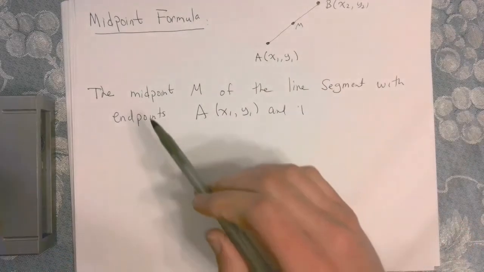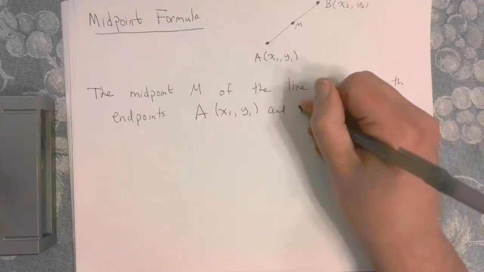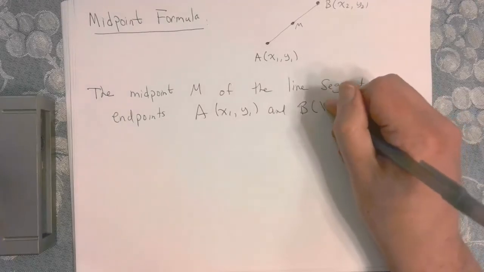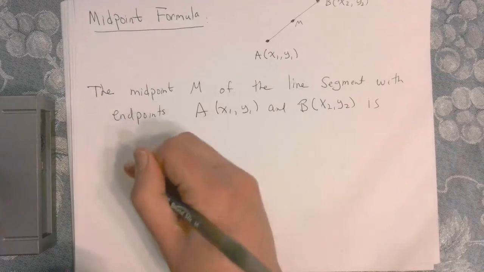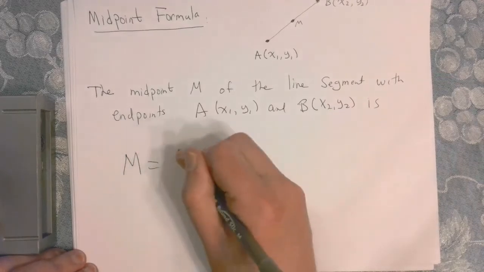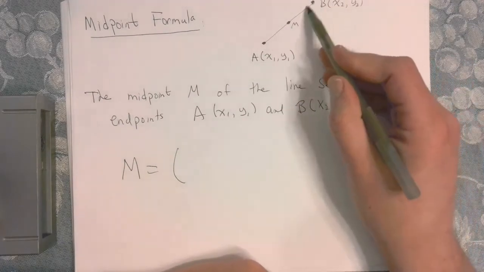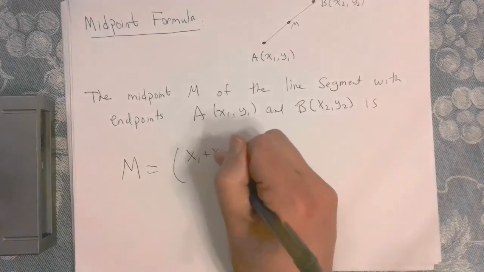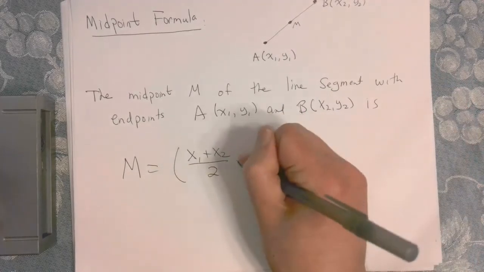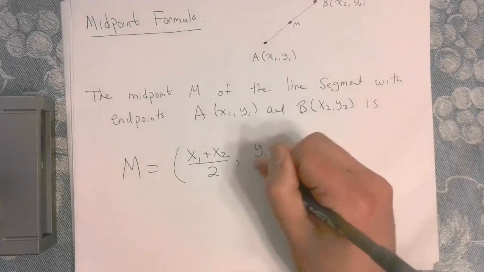There we go. So the midpoint M of the line segment with endpoints A and B is exactly, well, now we're going to take the average of the x's, right? That's going to bring us to the middle x value. So take the average, so add them up and divide by 2. The average of the x's, comma, the average of the y's.